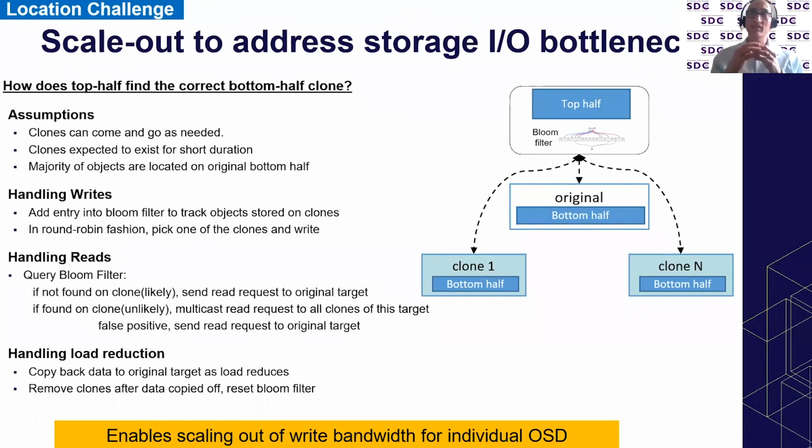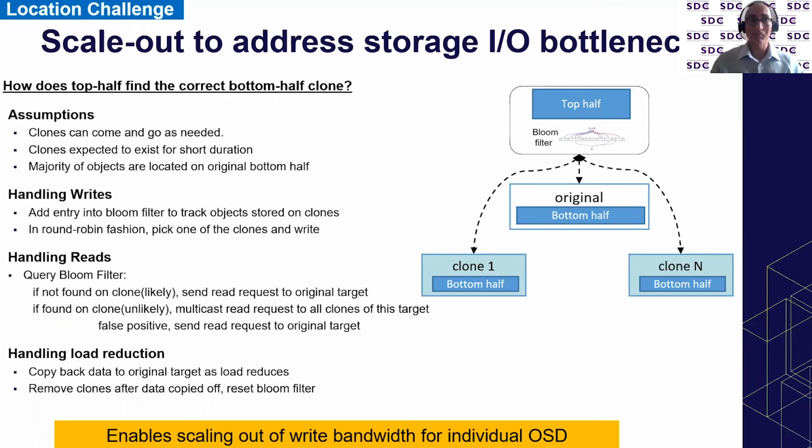This scales because the set of clones is small, and this is only limited locally between the OSD top half and its set of clones. Now, with Bloom filters, there is a possibility of a false positive, in which case the Bloom filter indicated that the object is present in one of the clones, but it's actually not there. All this means for us is if we don't get any of the clones responding to the read request, we can then fall back on the original target and the data should be there. So that's how we propose to handle reads and writes.